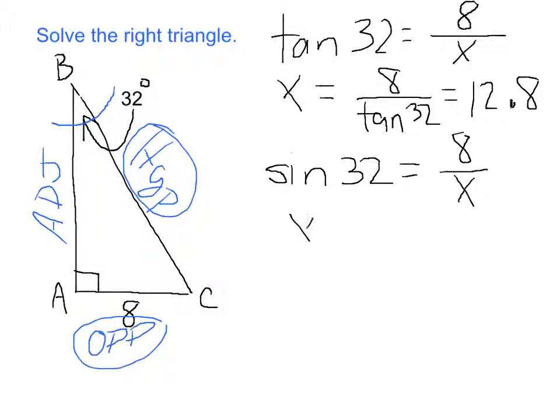So x is equal to 8 divided by the sine of 32. If I put that into my calculator, 8 divided by the sine of 32, and round to the nearest tenth, I get 15.1 for an answer.